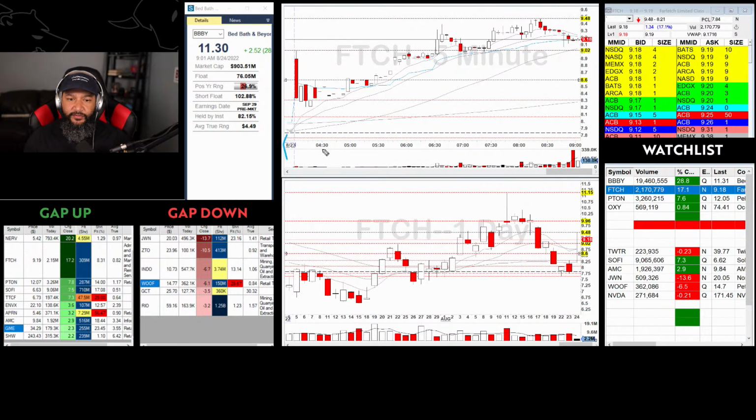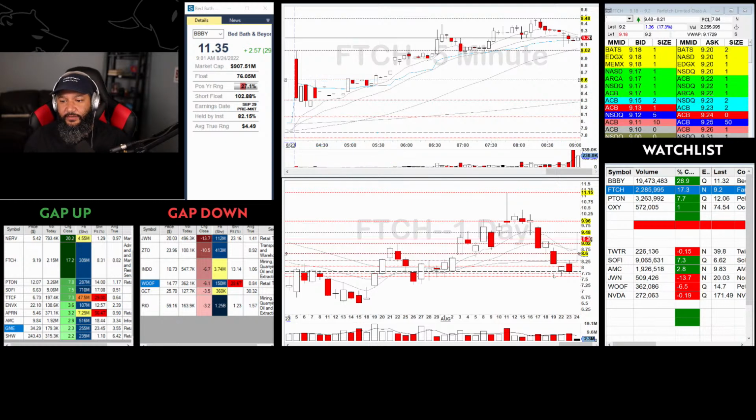Early on in this pre-market, we saw some activity around there. But again, not a whole lot of volume, so I usually don't put too much weight on that. But you got your daily confirming what's happening there.